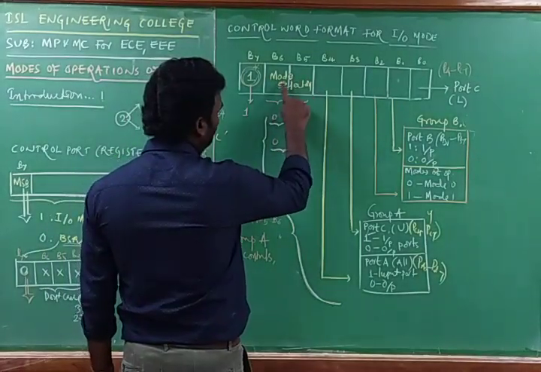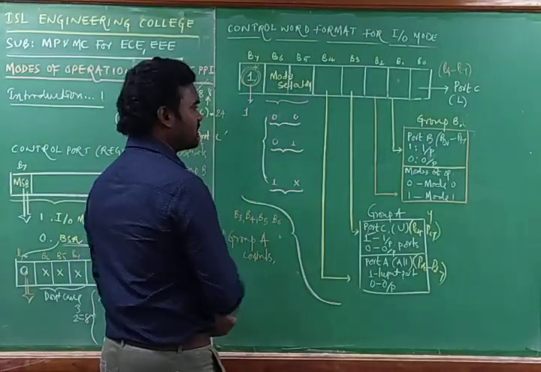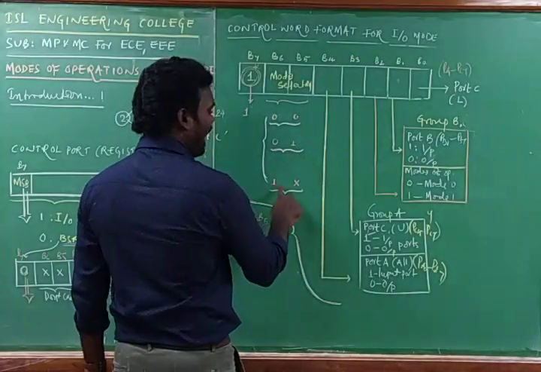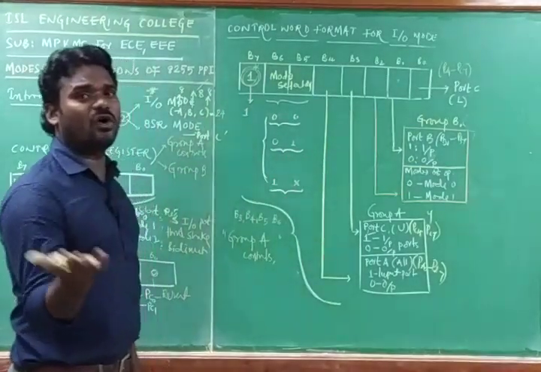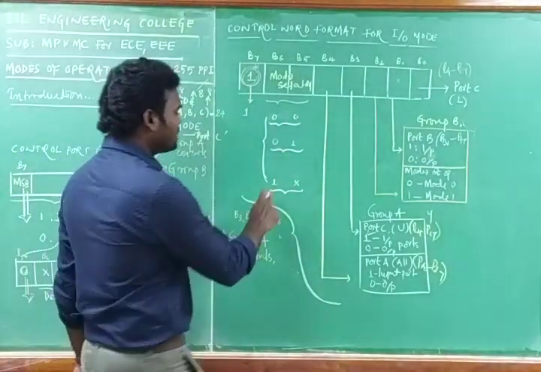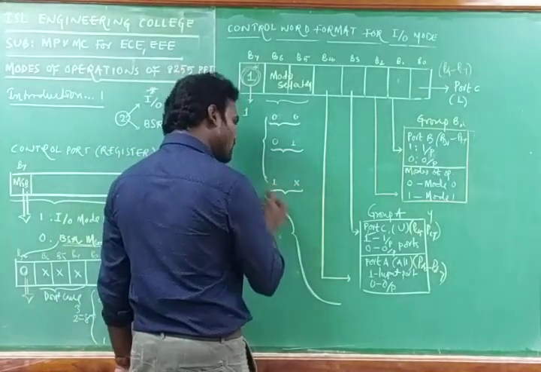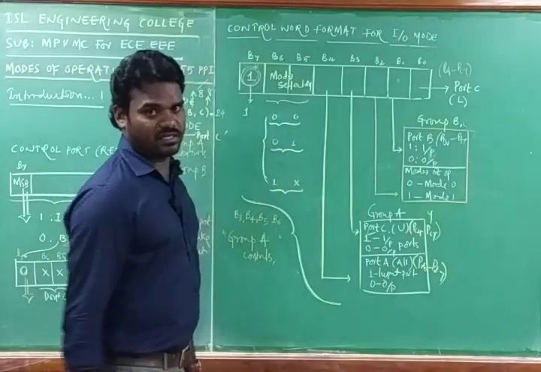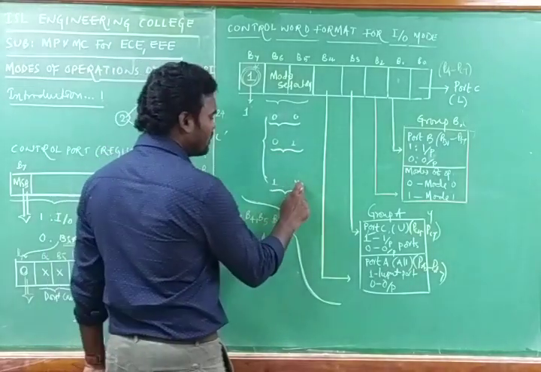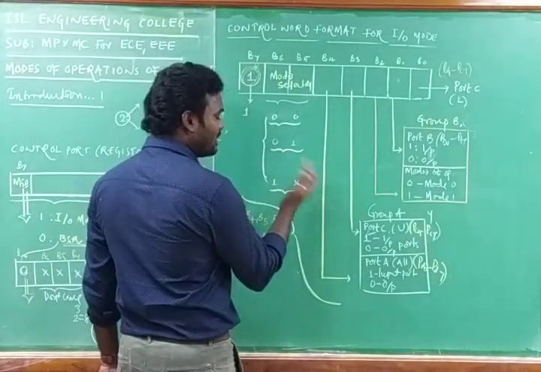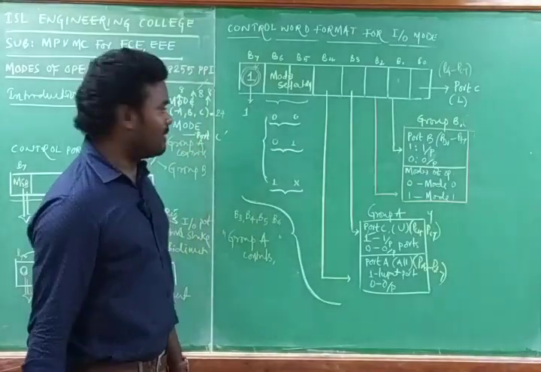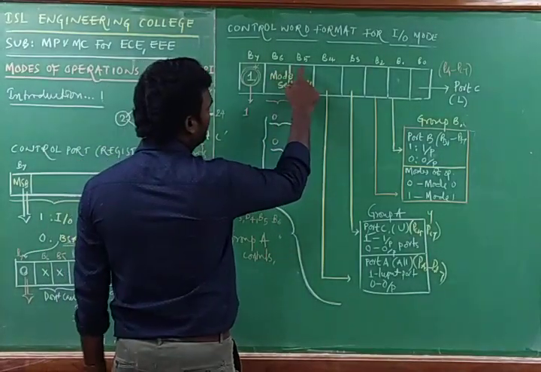B6 and B5 means 2 bits, so that we can have the 4 combinations: 0 0, 0 1, and 1 x, where x may be 0 or 1. So that x combination is 1 0 and the next combination is 1 1. In both the cases it serves the same function. Irrespective of this value, if it is 1, then that function remains the same.